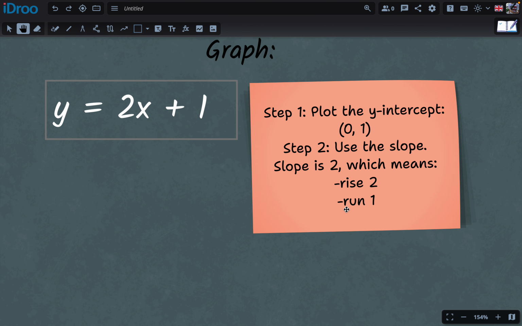In other words, what we are trying to find here: first we find the starting point, and when x equals 0, y equals 1. So we plot it like this. Now next look at the slope, and the number before x is 2. So the slope is 2. That means that we go up 2 and we go right 1.